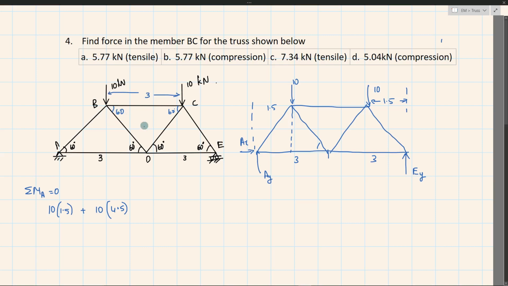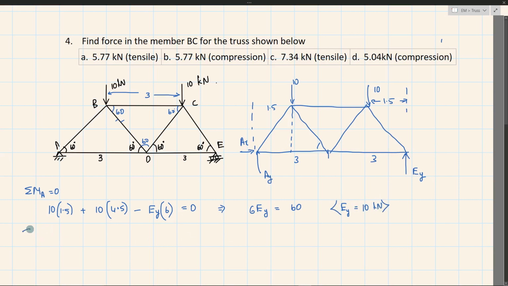Why? Because even if this is an equilateral triangle, and this shares one side with this equilateral triangle, all the sides would be equal to 3, right? So 10 into 4.5, and this EY tends to rotate the body in anti-clockwise direction, so we have minus EY multiplied by 6 (3 plus 3 is 6) is equal to 0. So it implies that 6 EY is equal to 15 plus 45, that is 60. This implies that EY is equal to 10 kilonewton.